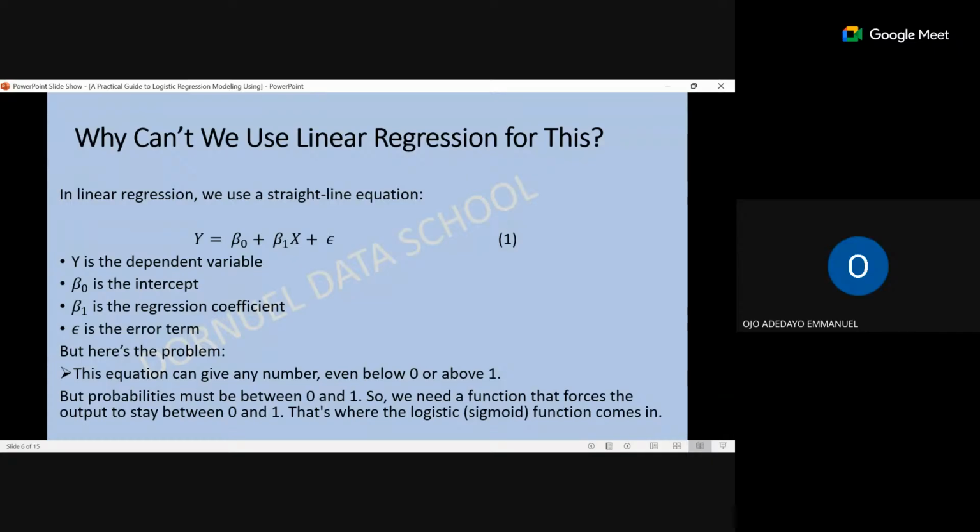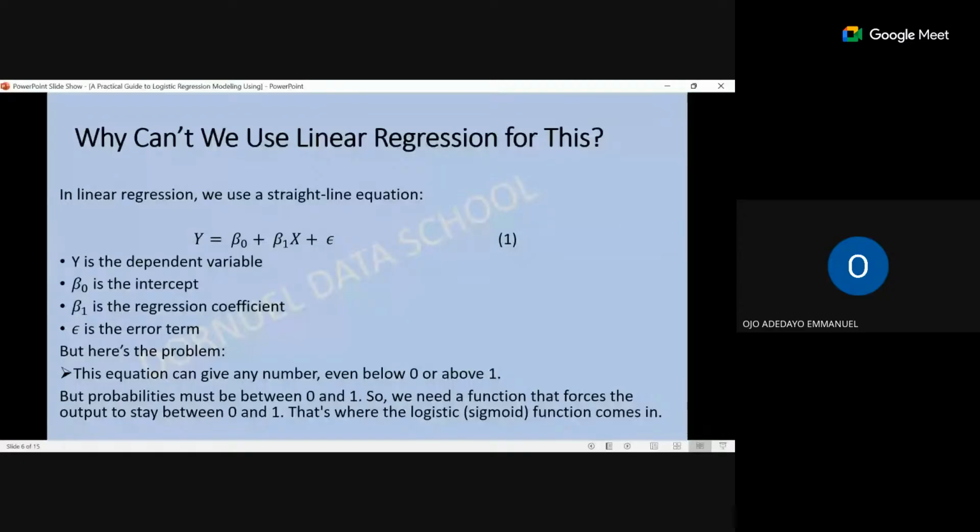But probabilities must be between 0 and 1. Remember, the probability must be between 0 and 1. So we need a function that forces the outcome to stay between 0 and 1. That is the brain behind logistic regression. They need a particular function that can take values between 0 and 1, that will not go out of that band. But if you use the simple linear regression model in equation 1, you can have a response that is out of that band. So that is why we need the logistic function, which is also called the sigmoid function.